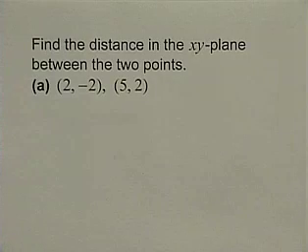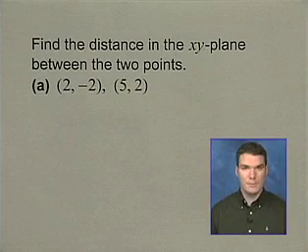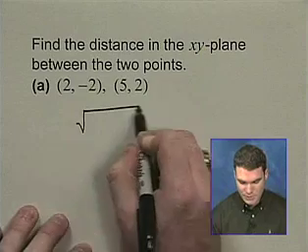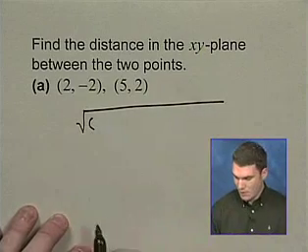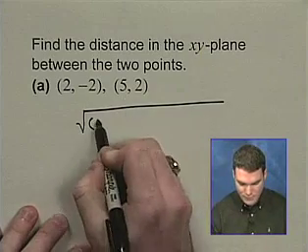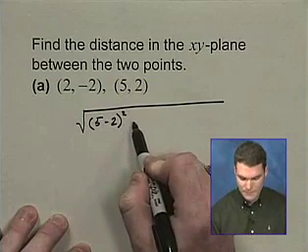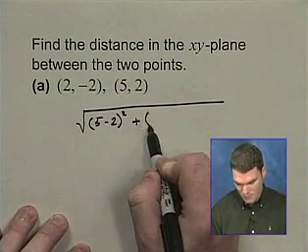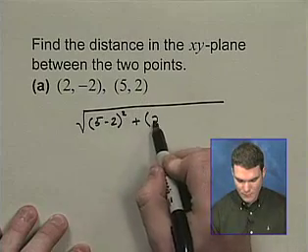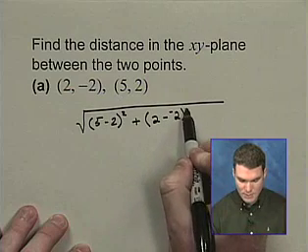Find the distance in the xy plane between the 2 points (2, -2) and (5, 2). Well, remember the distance formula. We're interested in the square root of x2 minus x1, so here's x2, minus x1, squared, plus y2 minus y1, that's minus a negative 2 like that, squared.